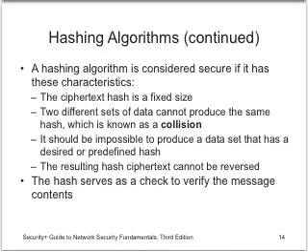A hash algorithm is considered secure if it has these characteristics. Some ciphertext, like in the ATM example, the PIN. Two different sets of data cannot produce the same hash, which is known as collision. So you're not going to have two ATM cards with the same hash value. It should be impossible to produce a data set that has a desired predefined hash, meaning it's going to be different each time.